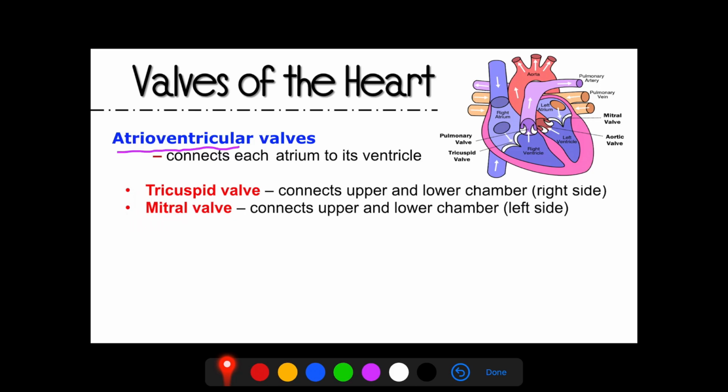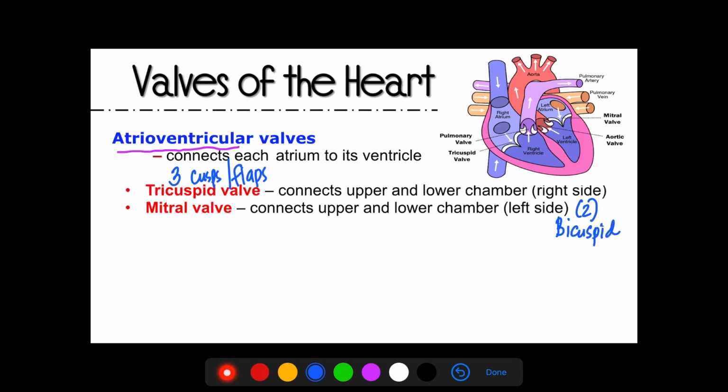This tricuspid valve connects the upper and lower chambers of the heart, and it's on the right side of the heart. In short, it connects the right atrium to the right ventricle. Whereas the mitral valve connects the upper and lower chambers of the heart on the left side, so it connects the left atrium and the left ventricle. The tricuspid valve is named such because it contains three cusps or flaps, whereas your mitral valve only contains two flaps. That's why it is otherwise known as the bicuspid valve.